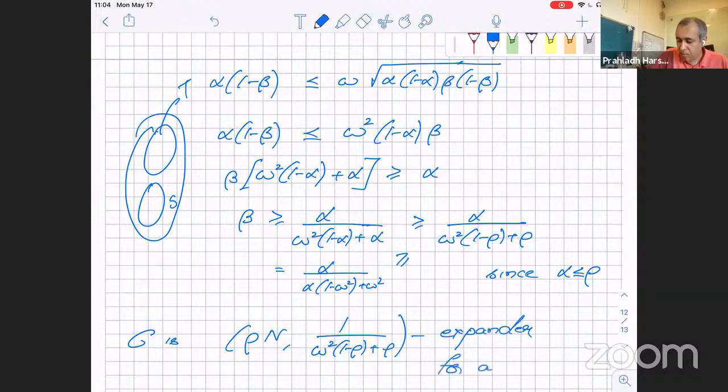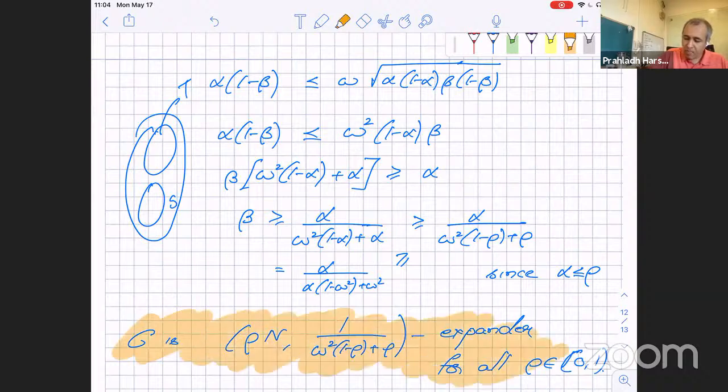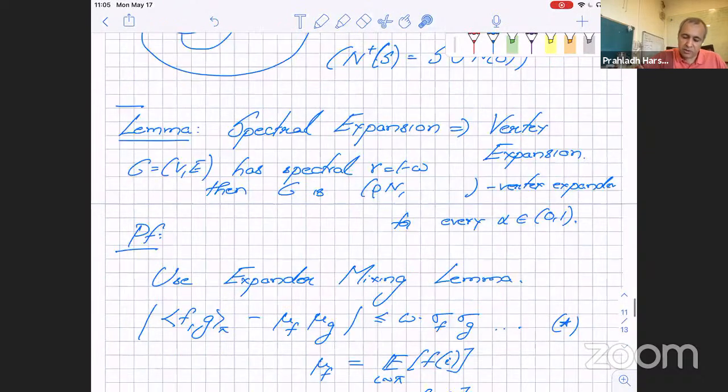For all rho n. So if it has a constant expansion gap, then this factor is also constant. If the spectral gap, if the omega was a constant, is bounded away from 1, this number is also a constant, strictly larger than 1. Of course, this number could go very close to 1. So this is basically telling you spectral expansion. This is what I wanted to fill here. This is like 1 by omega square (1 minus rho) plus rho.